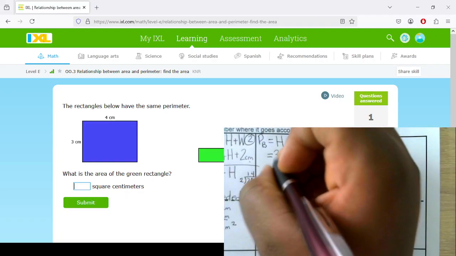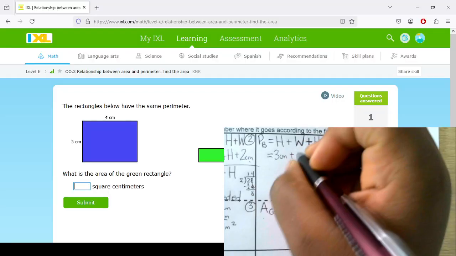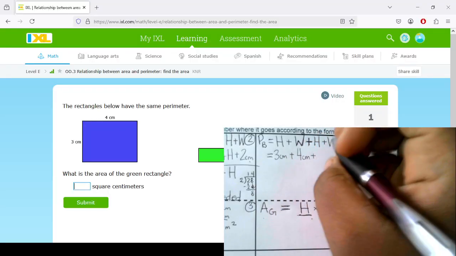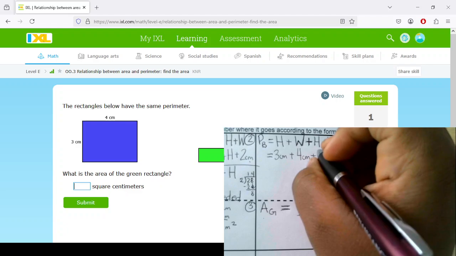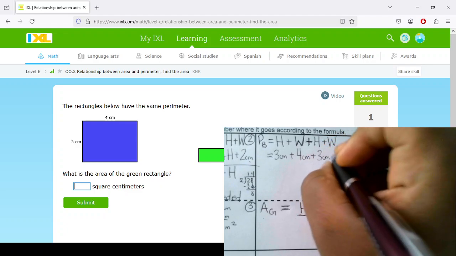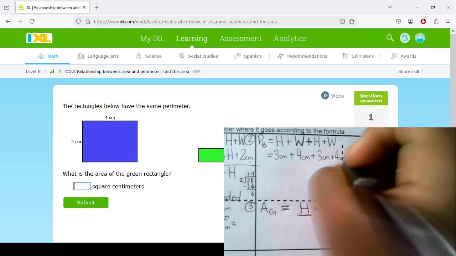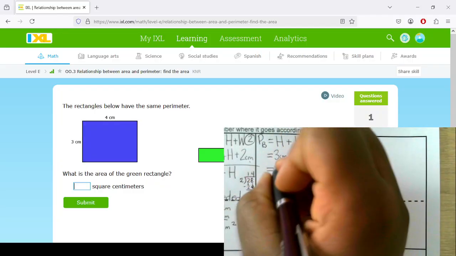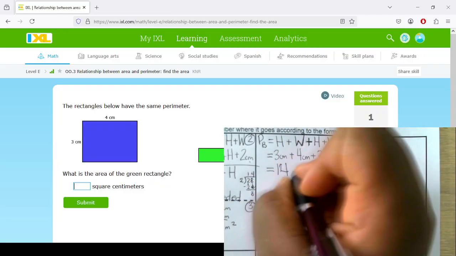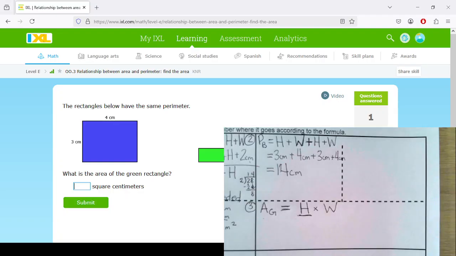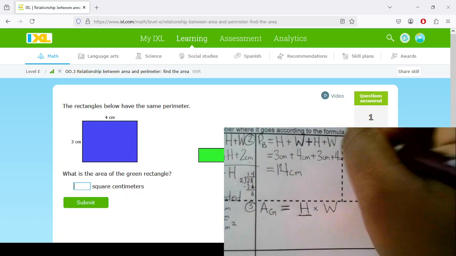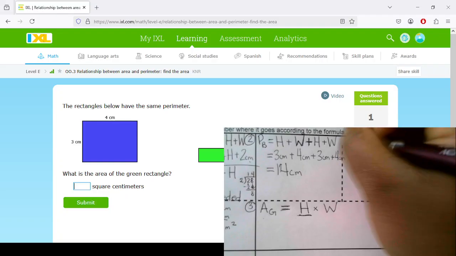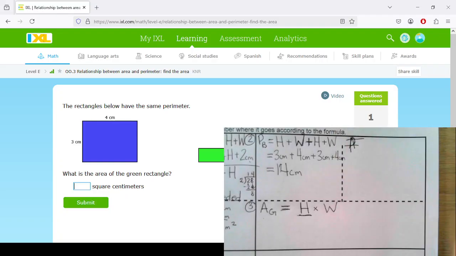That height is 3 centimeters. That width is 4 centimeters. It's 3 centimeters plus 4 centimeters plus 3 centimeters plus 4 centimeters. 3 plus 4 is 7. 7 plus 7 is 14. And so the perimeter of the blue rectangle is 14 centimeters. And I know that the perimeter, yep, that's a mistake. I'm just going to cross it out.